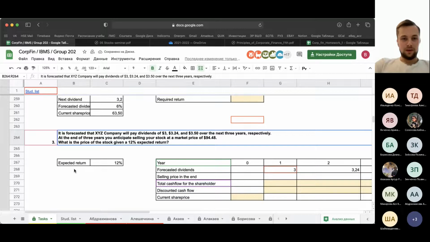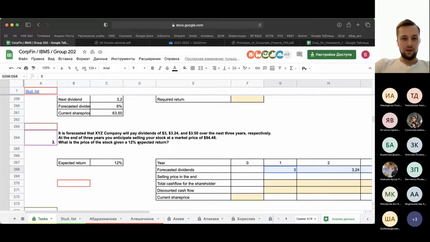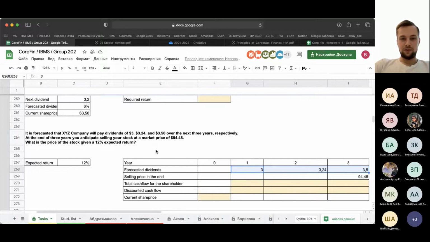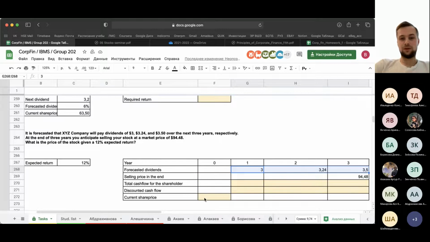Again, we have some company, which is now called XYZ, and it will pay dividends of 3.24, 3.50 over the next 3 years, respectively. I have projected these dividends here. And at the end of 3 years, we expect that we will sell the stock at the market price of 94.48. Given that we have a 12% expected return, or the discount rate, please find the current share price.